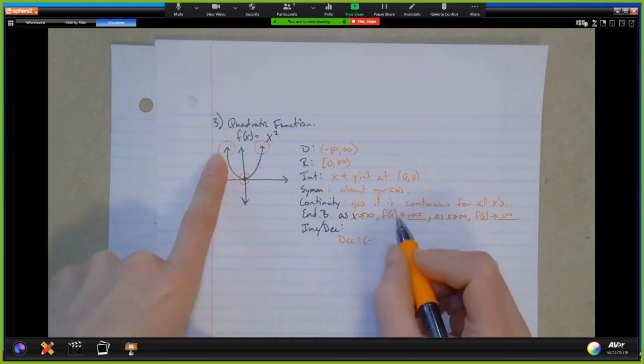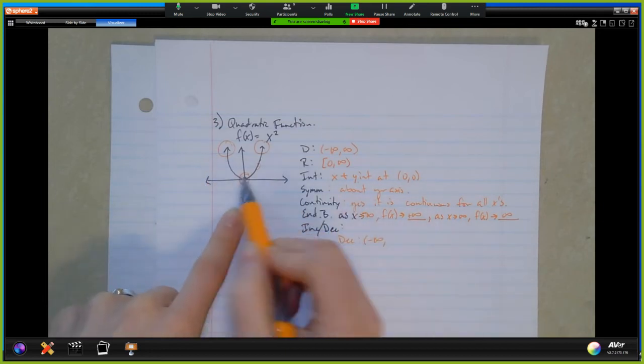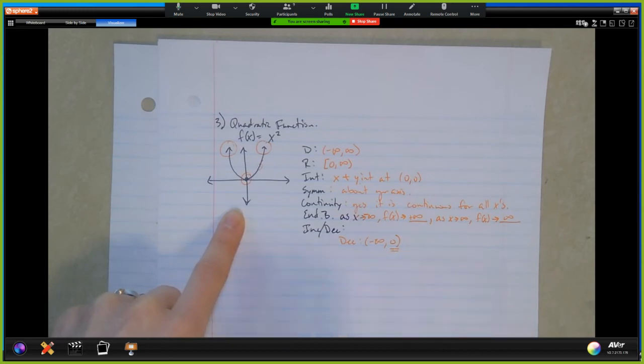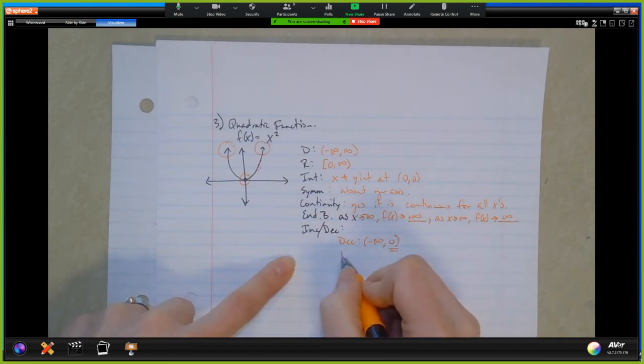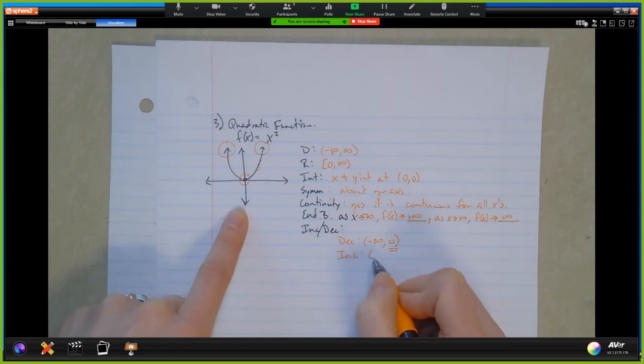So as x was from negative infinity to 0, we need to put a parenthesis though because that is a turning point. So it's neither increasing or decreasing. So from negative infinity to 0, and then it increases from the 0 to infinity. So parentheses 0 to infinity.